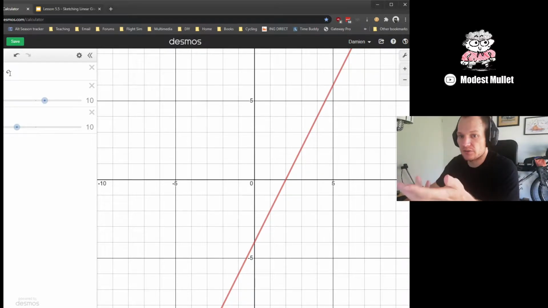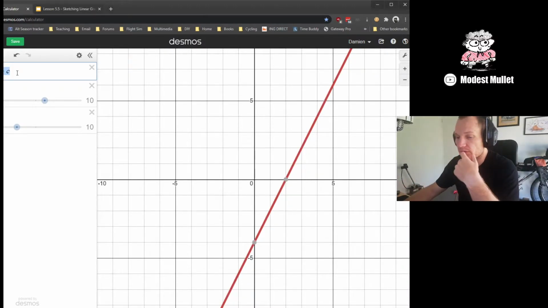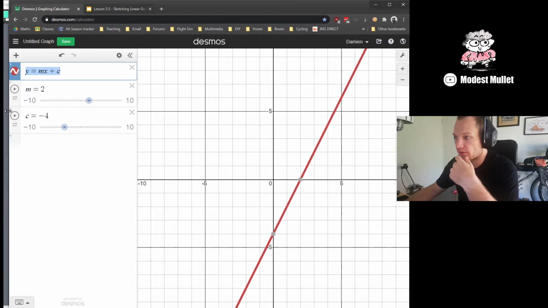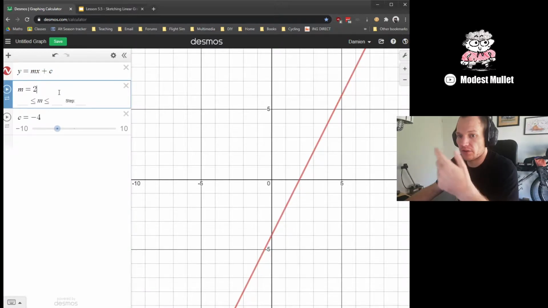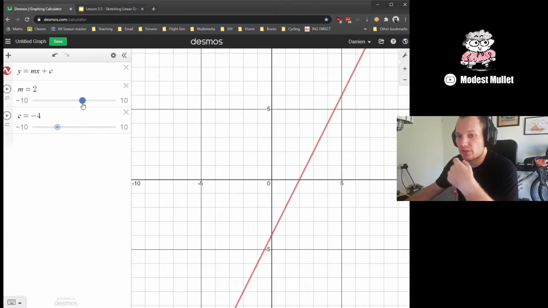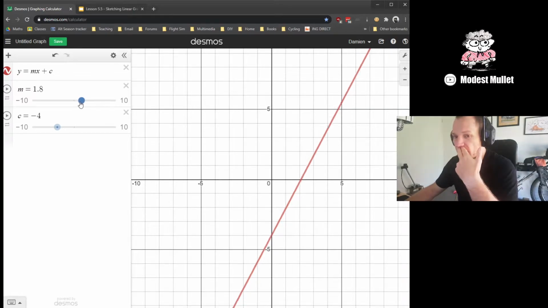So I've got y equals mx plus c as my equation. Actually, I need to drag this over. There we go. Okay, y equals mx plus c, and then I've got these sliders that I can change my m value and change my c value. So currently m is 2 and c is -4. We can have a look at the graph. So let's have a look at what happens as we change m.